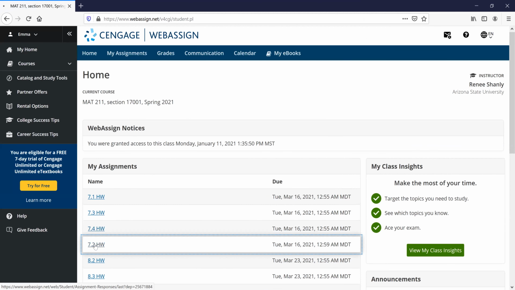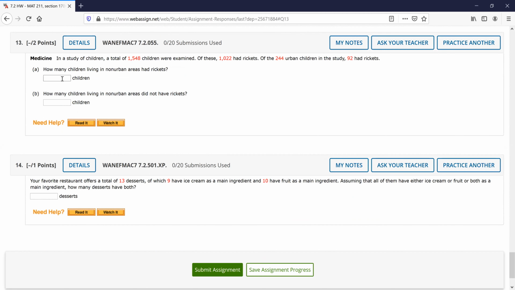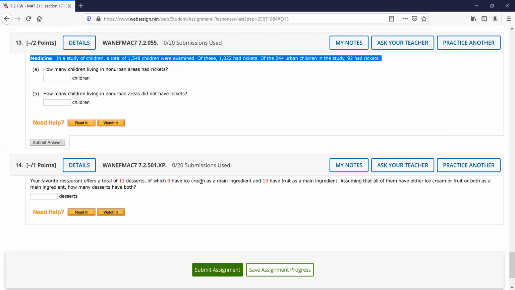Go to 7.2. We'll do them in order here. Oh, so this was one of those weird ones that I was not sure how to answer. It had a really long solution. Oh yeah, I forgot. I can try to work it out. Let's do 14, and then maybe we'll come back to 13 if there's time at the end.